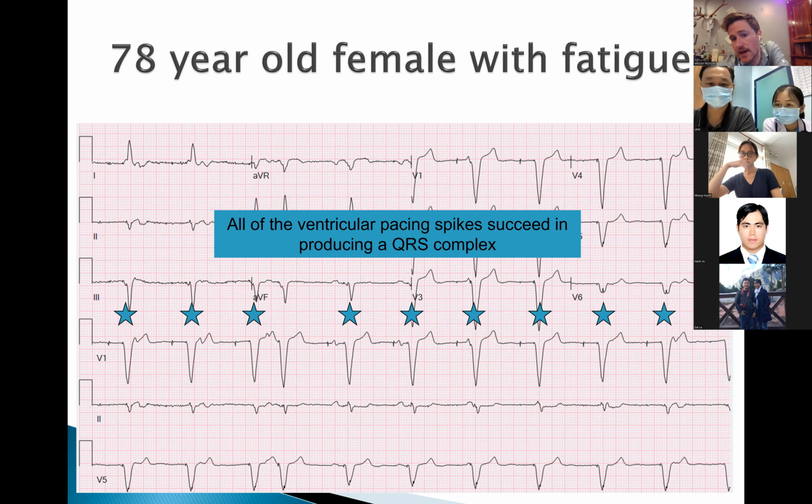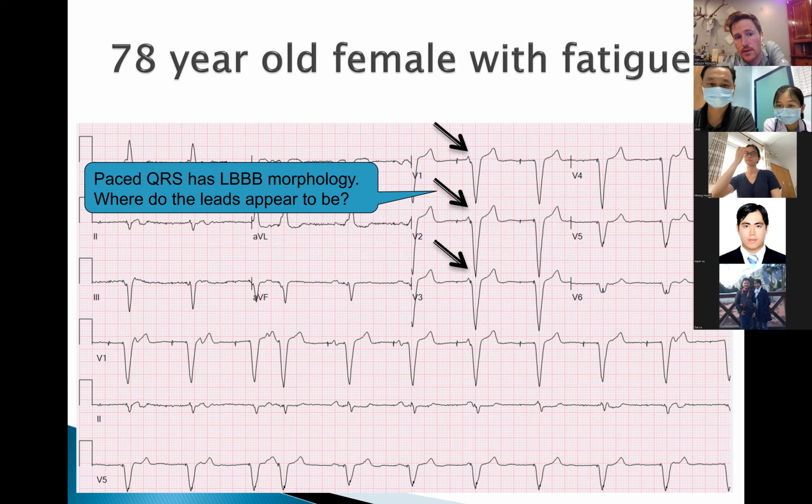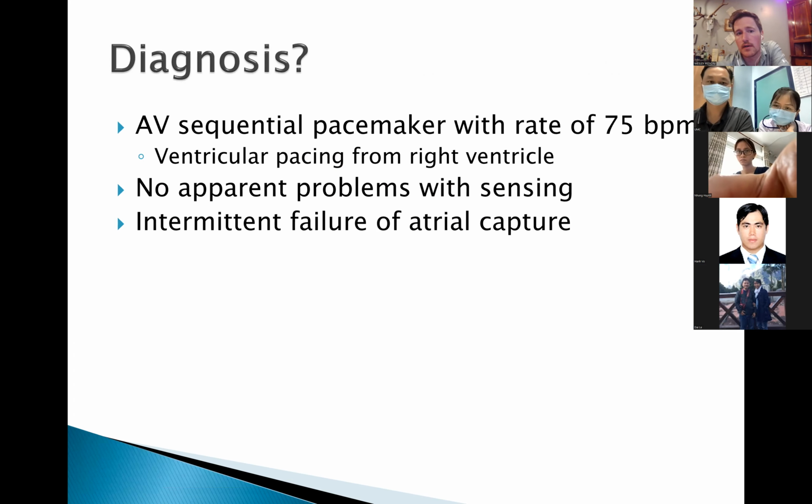All the ventricular pacing spikes do produce a QRS. So there's no issues with ventricular leads. So the QRS has a left bundle branch morphology. So where do the leads appear to be? Where would the leads be in a left bundle branch? Is it right or left? So it'll be on the right. So right ventricular leads will produce a left bundle branch morphology. And remember, right ventricular leads are the more common type. So if you see a left bundle branch block, then their leads will be in the right ventricle.